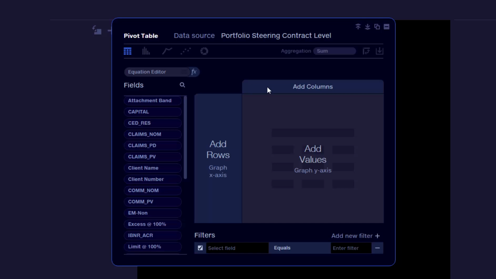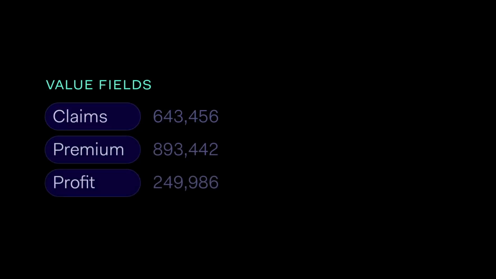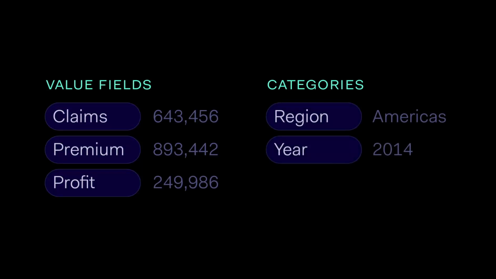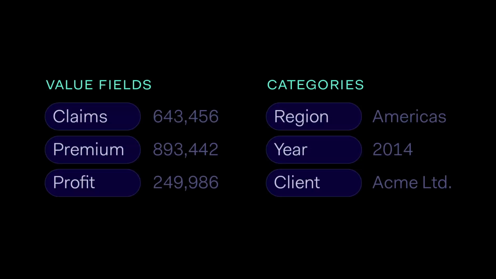There are two kinds of field in your source data. Value fields, such as claims, premium and profit, that contain only numbers, whilst category fields such as region, year or client can be used to segment the value fields.